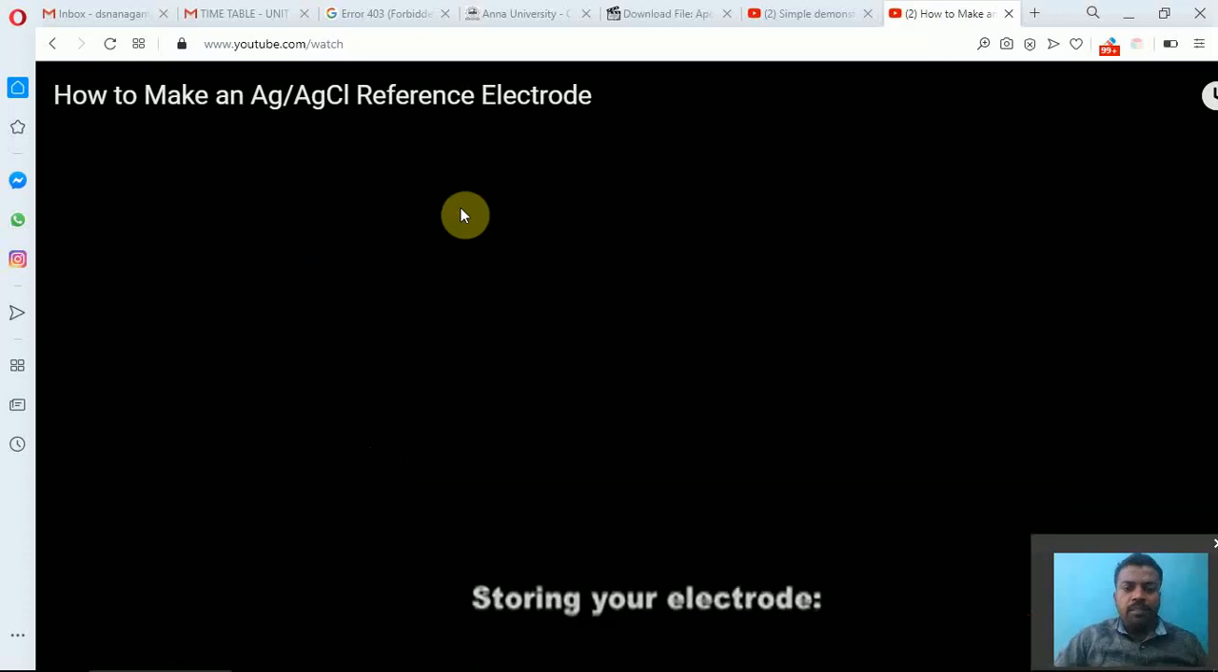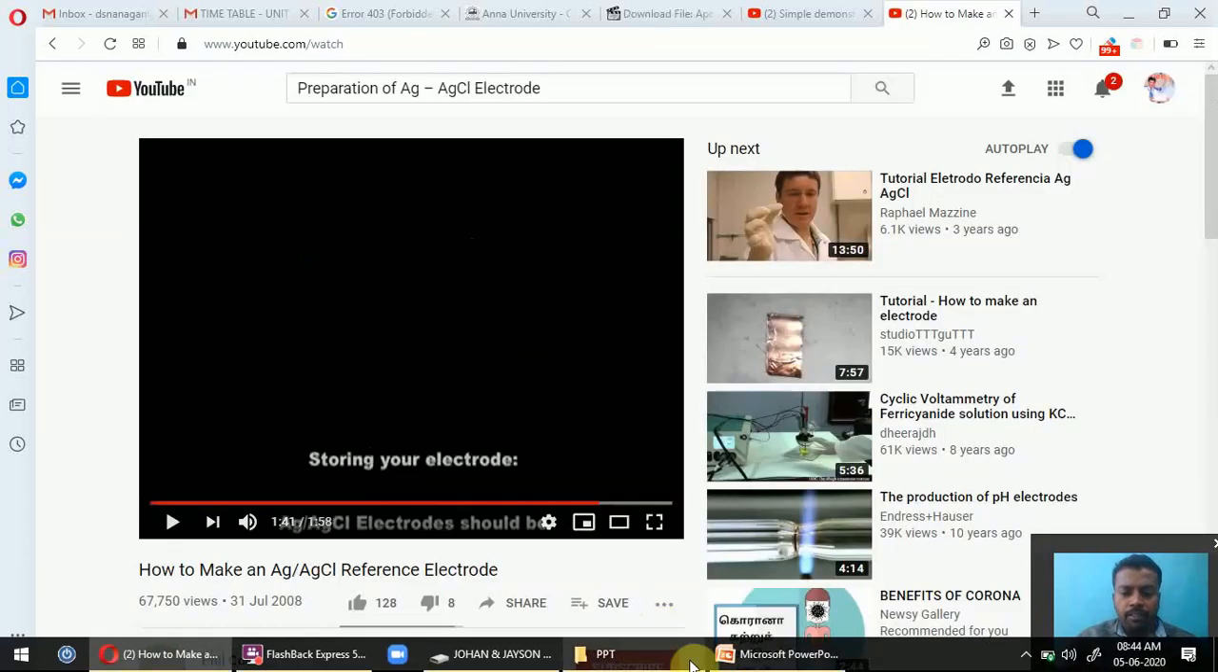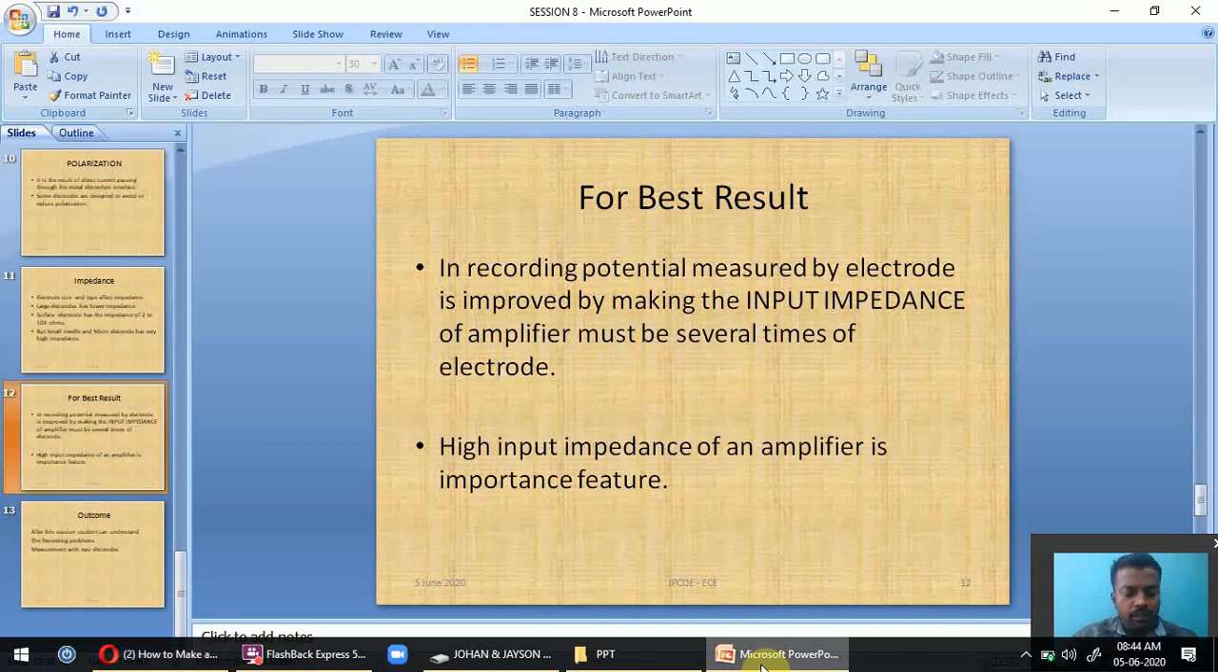So this is the way of preparing the AgCl electrode.